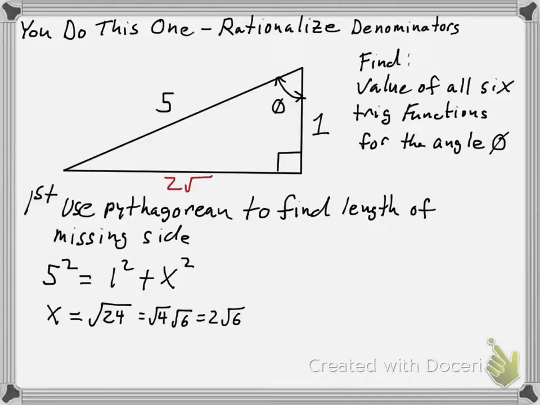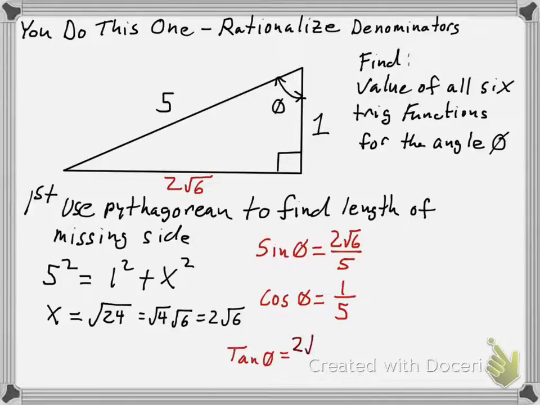All right, so we found our side opposite. Let's put it in there, and now we have all three sides of our triangle. So we know sine is opposite over hypotenuse, cosine is adjacent over hypotenuse, tangent is opposite over adjacent. All right, no big deal there.